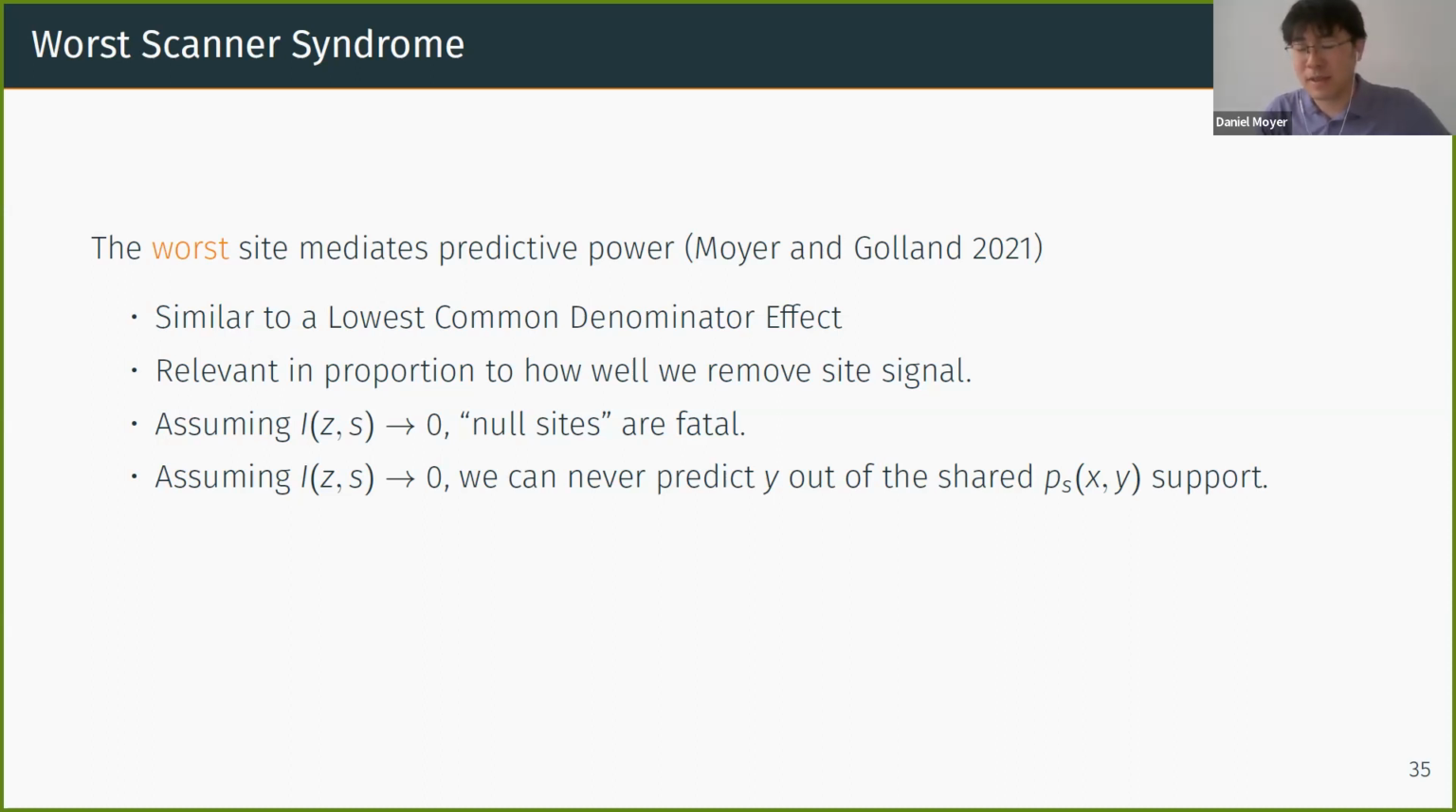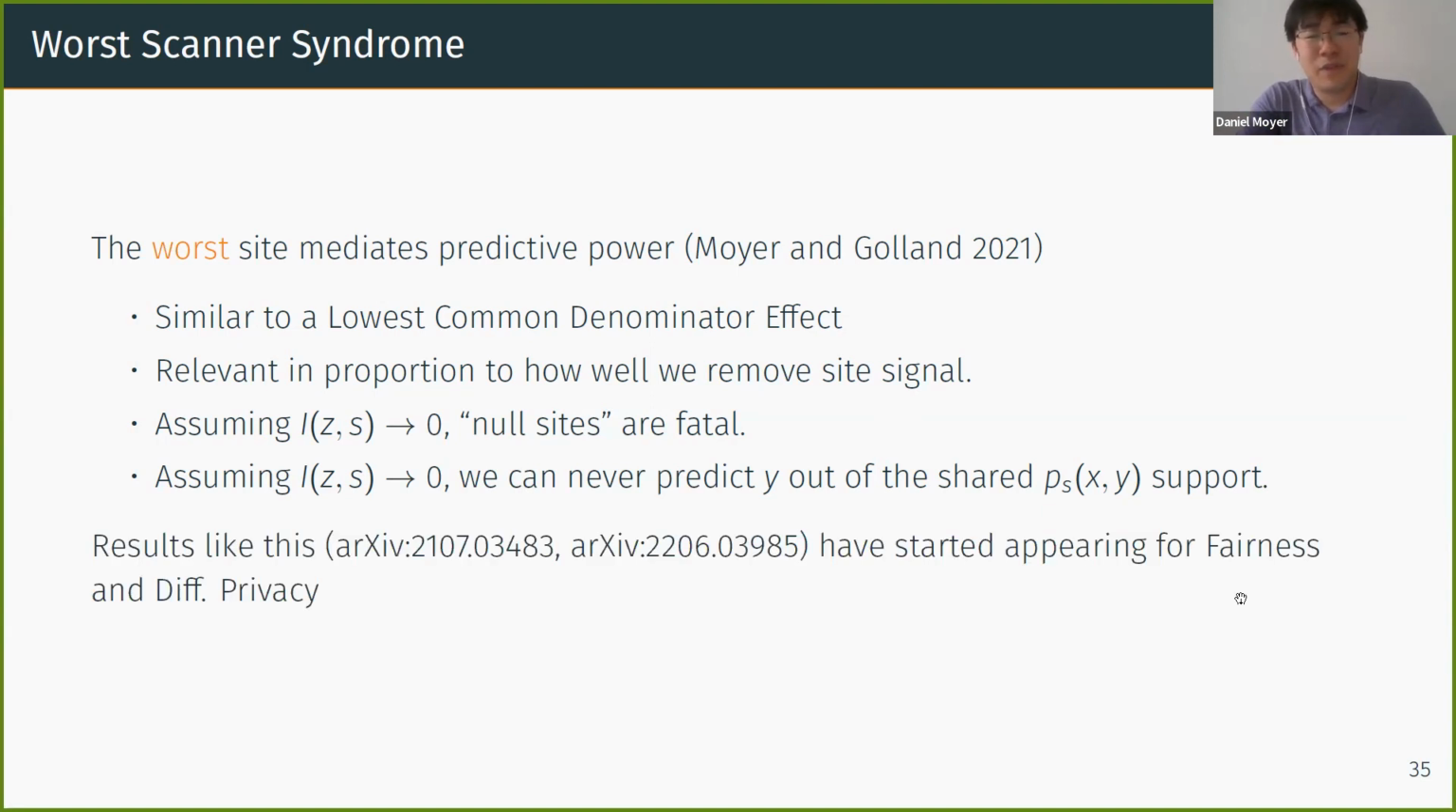And worse, you can't predict anything in Y that isn't in your shared support. So in the predictive set, that's included in all the data sets. Because if you could, that would include information that's specific to only a subset of the sites. And now Z isn't invariant to S, right? And so that's another problem. So yeah, this worst scanner syndrome also appears. It's the second half of, or it's the double-edged sword of invariance. And results like this have also started forming in related fields. So in fairness and differential privacy, there are similar impossibility theorems about how well you can do.